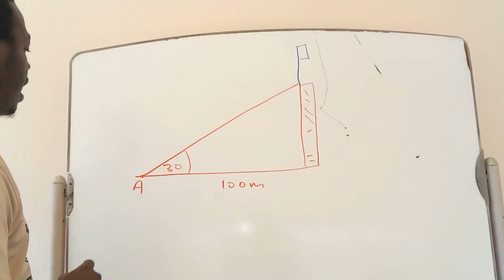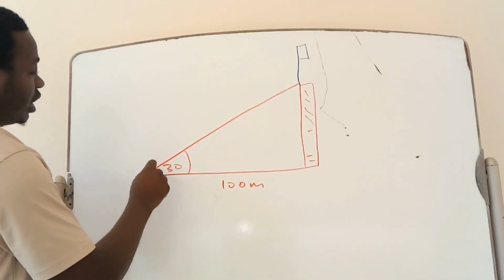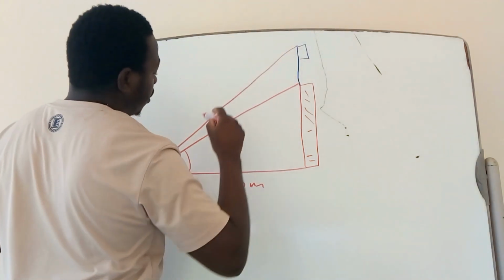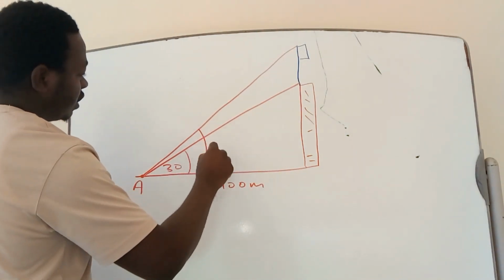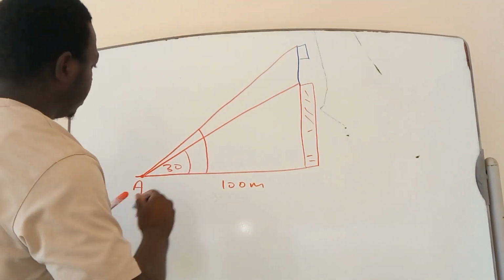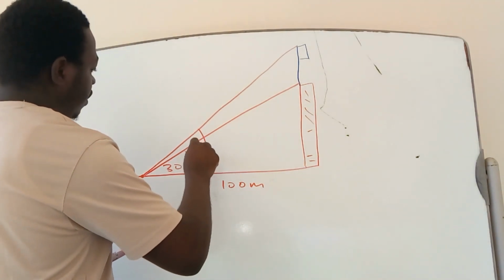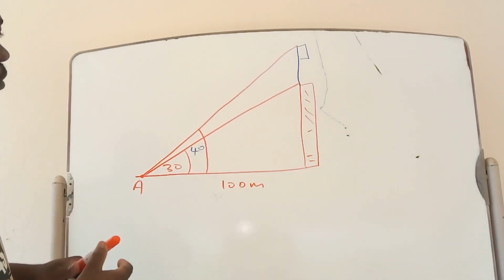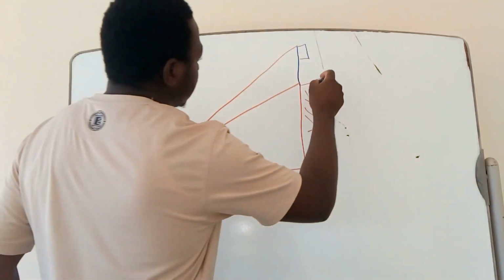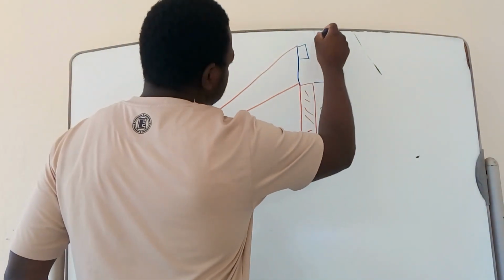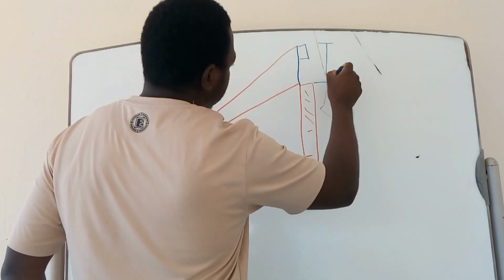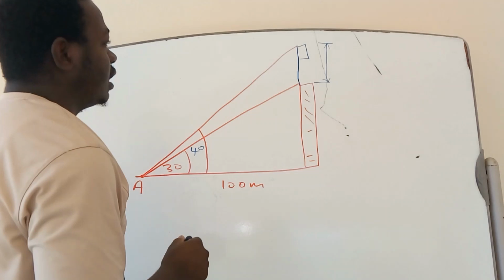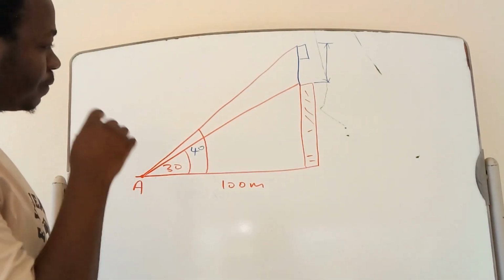And your angle of elevation from point A to the top of the flag, that point is 40 degrees. So that angle here is 40 degrees. And then somebody asks you to determine the height of the flag. So they wanted to determine the height of the flag.